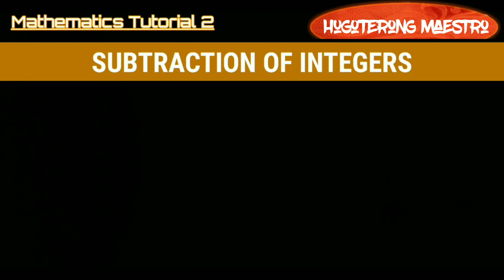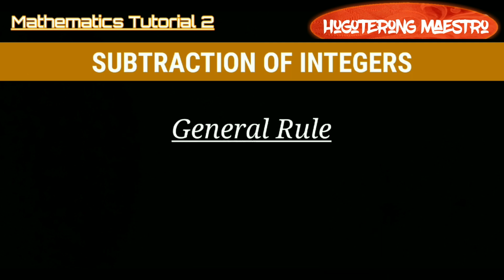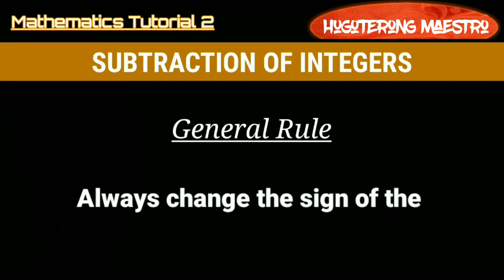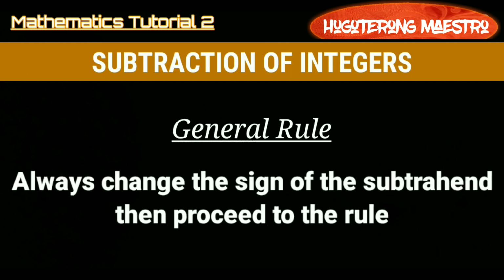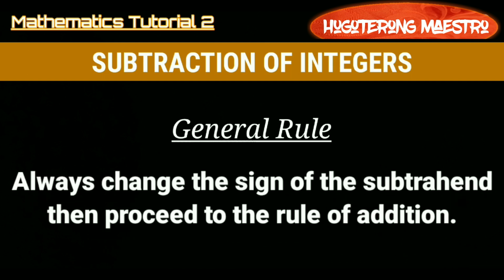So meron tayong general rule na dapat sundin. Always change the sign of the subtrahend, then proceed to the rule of addition. Ibig sabihin yan, kailangan nating i-change ang sign ng subtrahend. Kapag ang sign ng subtrahend ay positive, gawin nating negative. At kung negative naman, ay gawin nating positive. Pagkatapos yan, we'll go back to the rule of addition. So, kailangan talagang ma-master natin ang rules of addition para hindi tayo mahihirapan pagdating sa subtraction of integers.